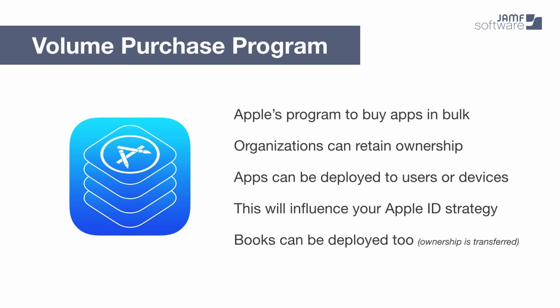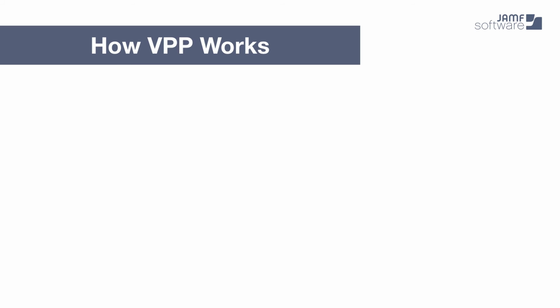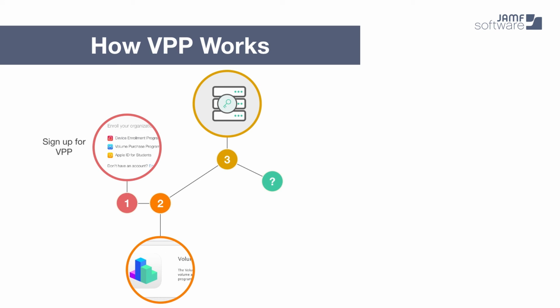So how does VPP work? Well, it's a multi-step process here. And the first one we already covered in the prepare stage. Sign up for the program. Once you've signed up, you can go to their web store and you can purchase app licenses. And you can purchase app licenses for paid apps, but you also want to get enough licenses for any free apps that you'd like to deploy.